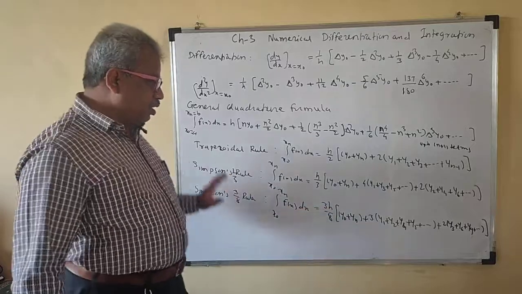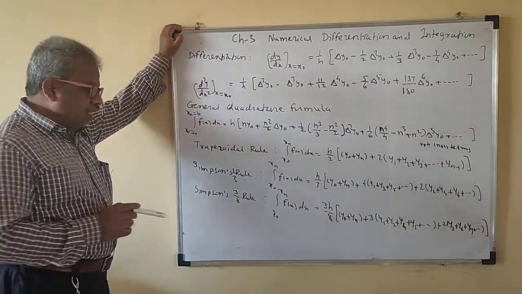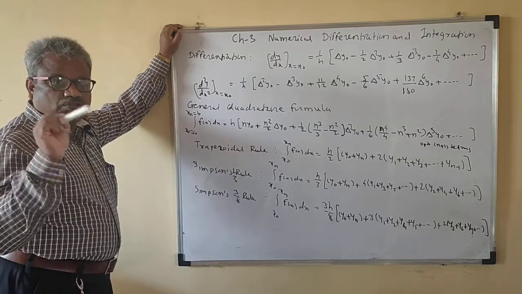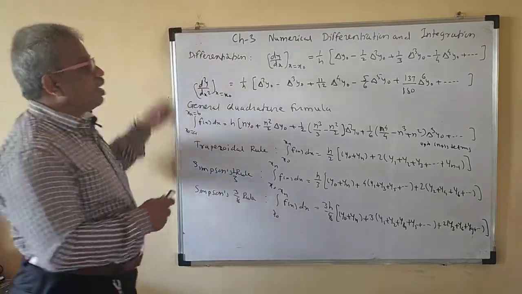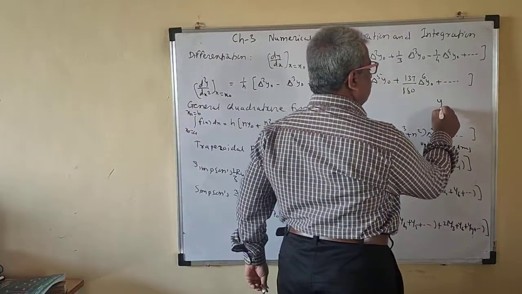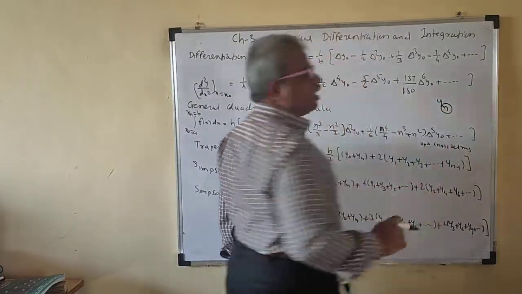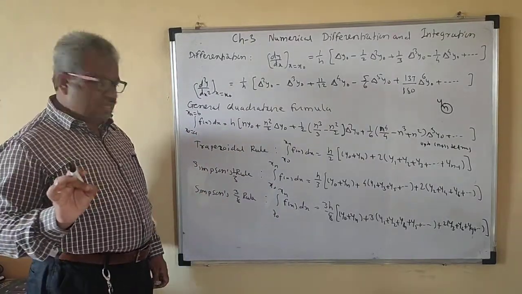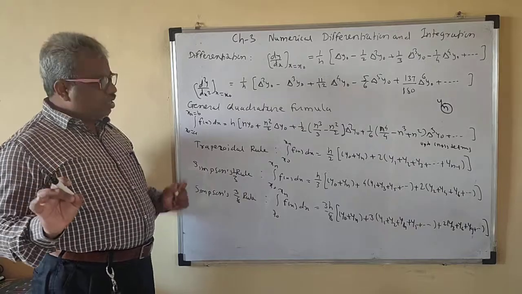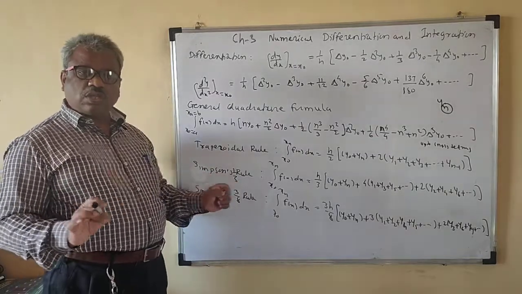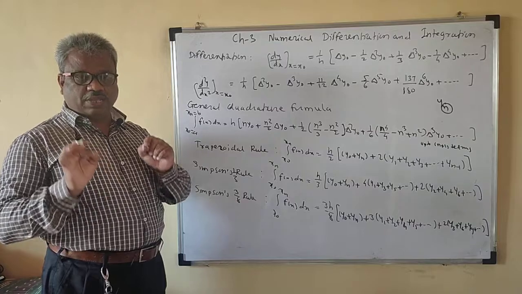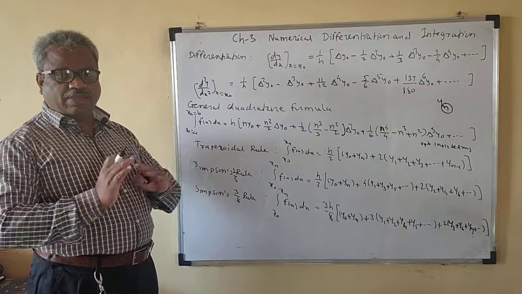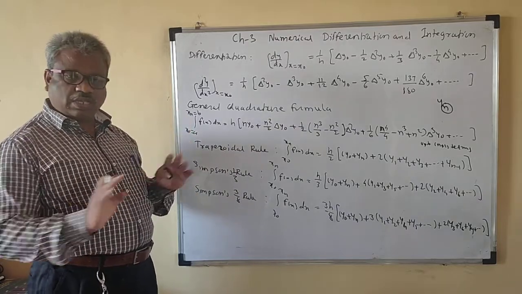One thing to note is that if you want to apply Simpson's 1/3 rule, the number of sub-intervals should be even. That means your last yn should have an even suffix. If it is not even, you cannot apply Simpson's 1/3 rule. So to apply Simpson's 1/3 rule, the number of sub-intervals should be an even number. Now for the trapezoidal rule, there is no condition. Anyway, we can apply the trapezoidal rule.